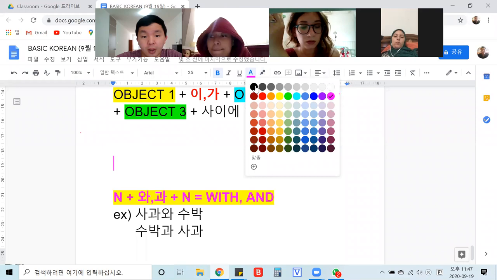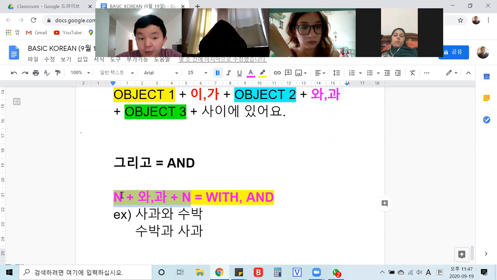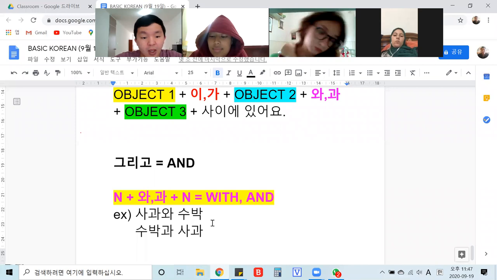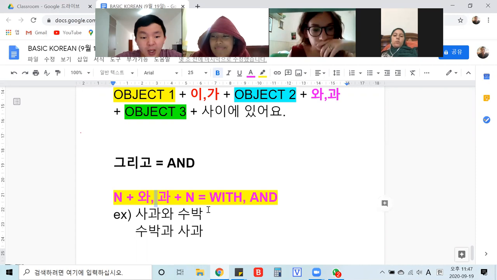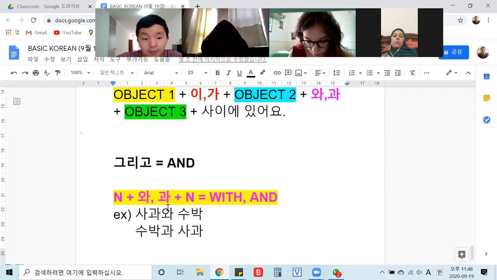Give me one second. Maybe some of you already know what 그리고 is. 그리고 means and. But remember, this one is not about 와/과, which is used between nouns. 그리고 is a conjunction between sentences, not between nouns. So don't mix them up, keep them separate. And how we can use it: as you can see, here are two options, 와 and 과. It depends on the last syllable of the previous noun, whether it has a 받침 or doesn't have a 받침. So check this one.